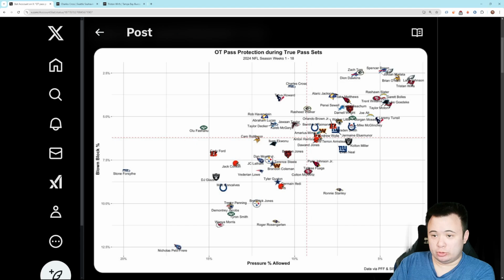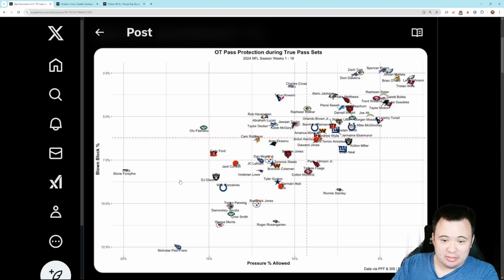So we're talking about 1, 2, 3, 4, 5, 6, 7 guys who blow blocks at a lower rate than Cross. And yet, despite that, his pressure rate is slightly above average. It's slightly above 10%. And these two things shouldn't be happening like this, right? You should not have good blown block rates but poor pressure rates.